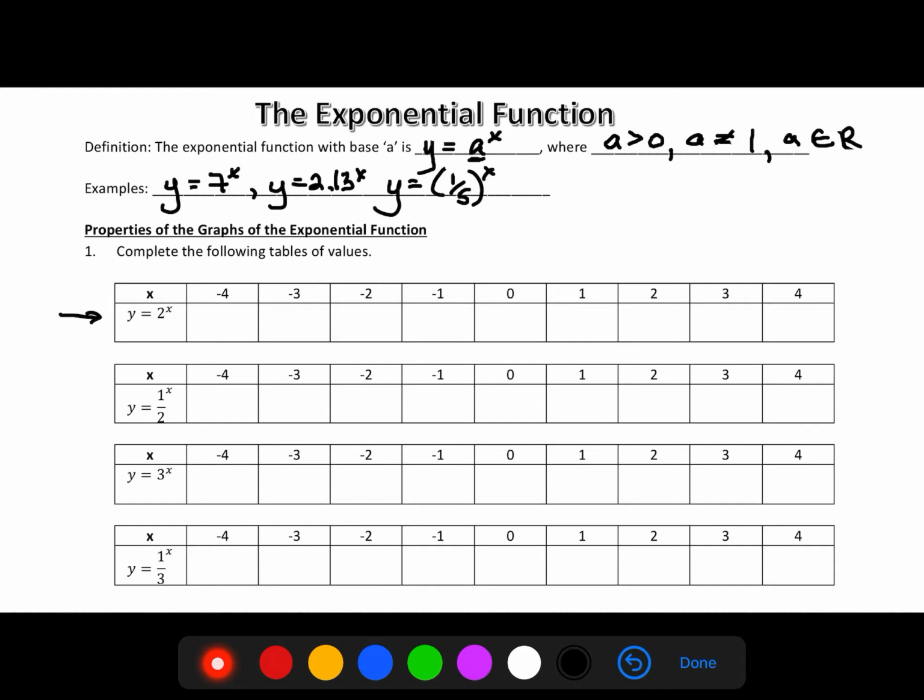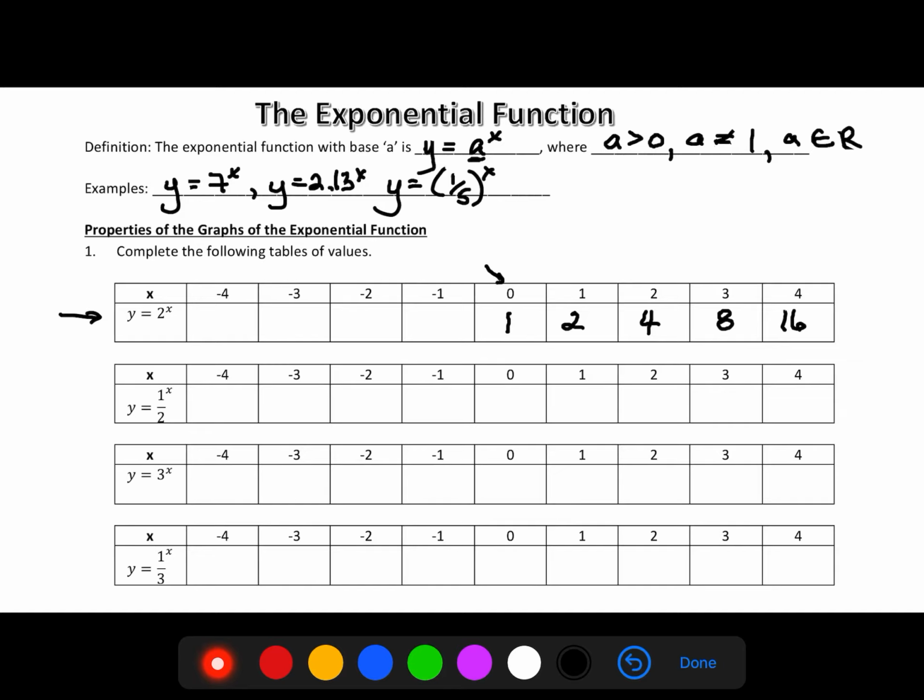We have some examples here. Y equals 2 to the power of x. That means we're going to, again, multiply 2 x times to find out what y has to be. Now, we're going to start over here at 0. If we have y equals 2 to the power of 0, remember, anything to the power of 0 is just equal to 1. 2 to the power of 1 just means we have 2. 2 to the power of 2 is 2 times 2, which gives us 4. 2 to the power of 3 is 8. And 2 to the power of 4 is 16.